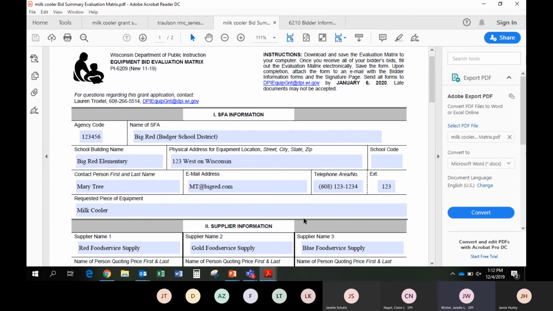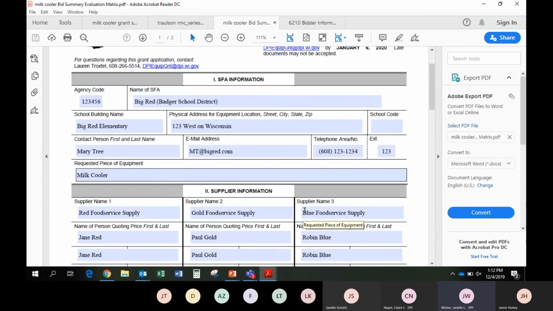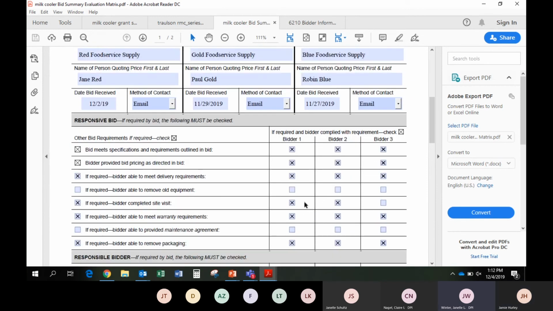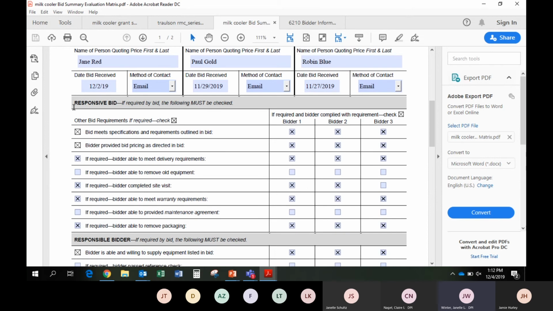So as you can see, this one is filled in, and we're going to be looking at the example of the milk cooler, receiving bids for that. When I was talking about the specifications, down here in the responsive bid section, there are different things listed if you're requiring them. These match the spec sheet as far as the different fields where you inputted what you required.